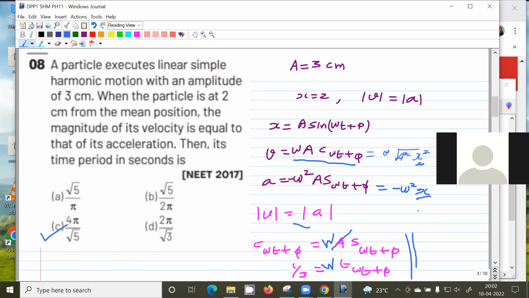In SHM, x is a function of time, velocity is also a function of time, and acceleration is also a function of time. Yes or no? All sine, cos variations. But when I write it in terms of x, it becomes omega into square root of a square minus x square. Here the time dependency comes because x is a function of time. Acceleration's time dependence also comes because x is a function of time. So this is a basic formula that you have to remember or quickly derive. Velocity is omega times square root of a square minus x square, and acceleration is minus omega square x.